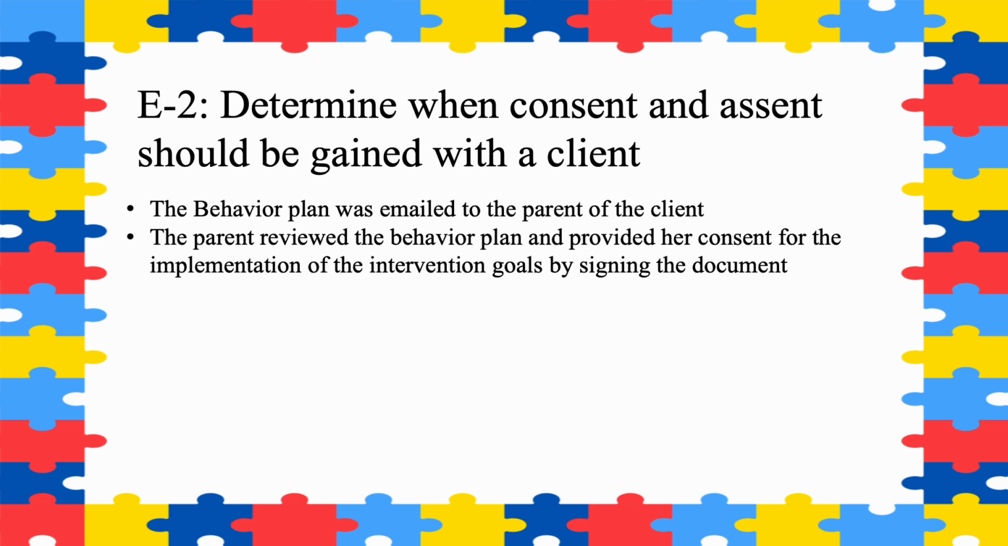The next task list item that I'll be discussing is E2, determine when consent and assent should be gained with a client. So once the behavior plan was completed, it was then emailed to the parent of the client. The parent then reviewed the behavior plan and provided her consent for the implementation of the intervention goals by signing the document.